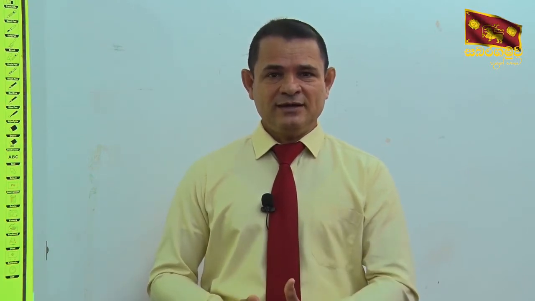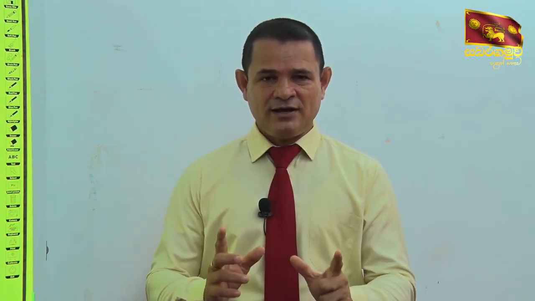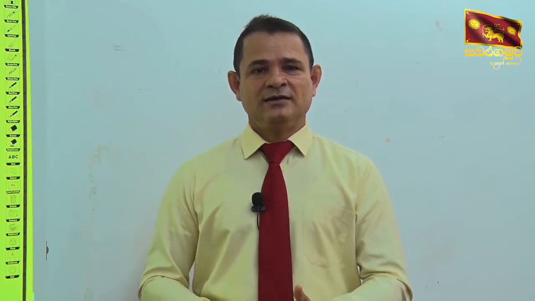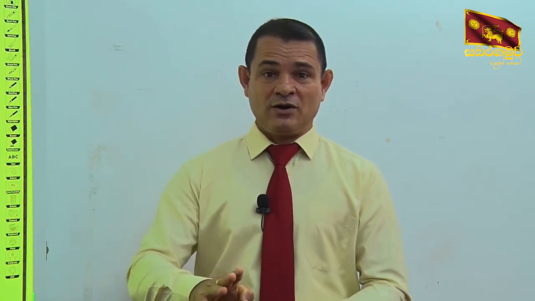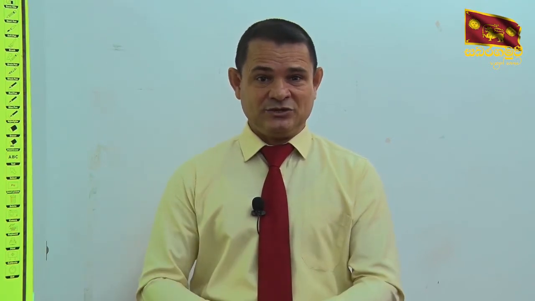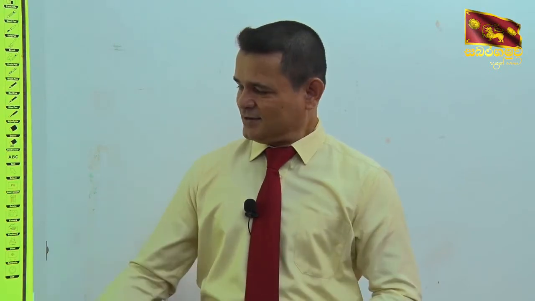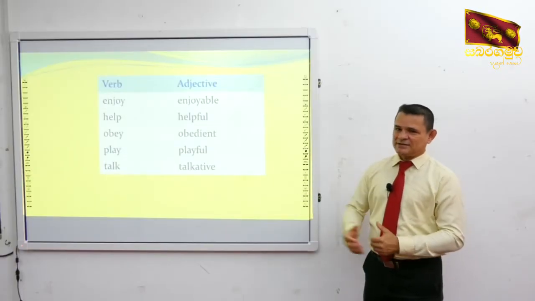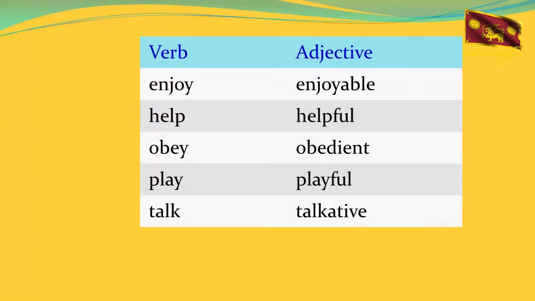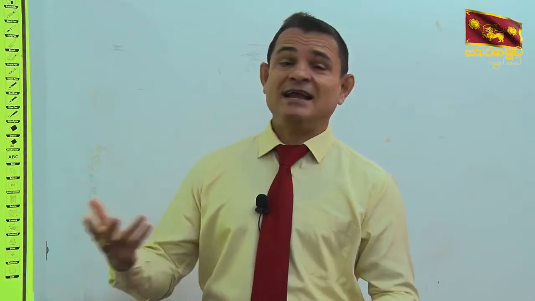So when you look at the word and if you have a doubt, just refer to the dictionary and there you can find what is the adjective form, adverb form, noun form and all those things, right? How this has become an adjective. Use the dictionary, right? And here are some more examples. Enjoy, enjoyable, help, helpful, obey, obedient, play, playful, talk, talkative. A verb becomes an adjective.